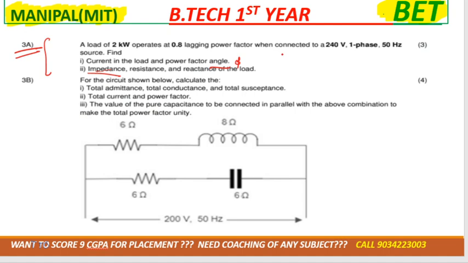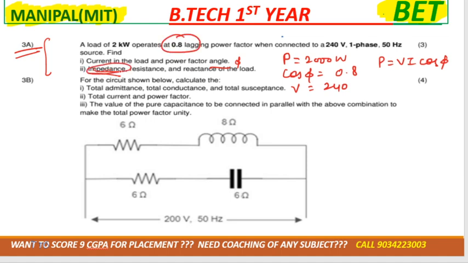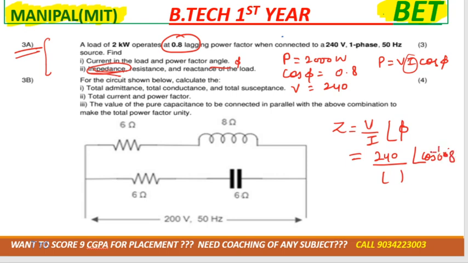See, in this question, I'll tell you from the starting. P is given 2000 watt. Don't consider kilowatt. You have to convert it into standard unit. Cos phi is 0.8. Voltage is 240. So P is equal to VI cos phi. We'll get current, right? Cos phi is known, so we can get phi. Now we need to calculate impedance. So Z is how much? V by I at an angle phi. V is how much? 240. Current you obtain from here. Put in that value. And angle is cos inverse 0.8, right? Cos inverse 0.8. So we'll have Z.